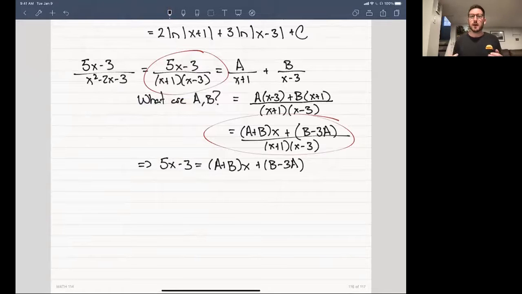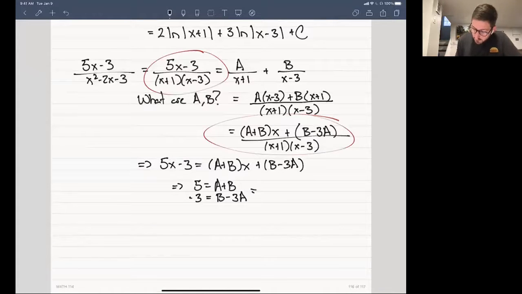I try to put the brackets around each of the different pieces, or the coefficients in front of the powers of x. And so now that I've organized things into powers of x, that tells me that the coefficient in front of x on both sides should be equal, which gives me that 5 is equal to A + B. And similarly, the constant coefficient tacked on the end there gives me -3 is equal to B - 3A. And now you can go about solving this, right? This is a linear algebra problem. It should be relatively simple. And you can find now exactly what I showed you above, that A is equal to 2 and B is equal to 3.